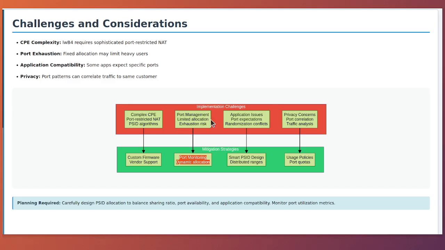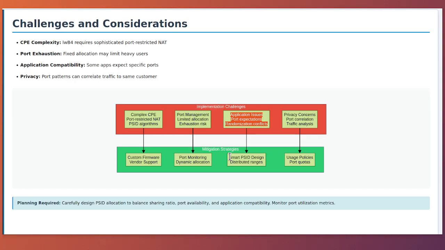Application compatibility issues can arise with port restrictions. Some legacy applications or protocols expect to use specific port numbers or ranges. Network administrators who want to run services on specific ports may find those ports unavailable if they fall outside their PSID allocation.